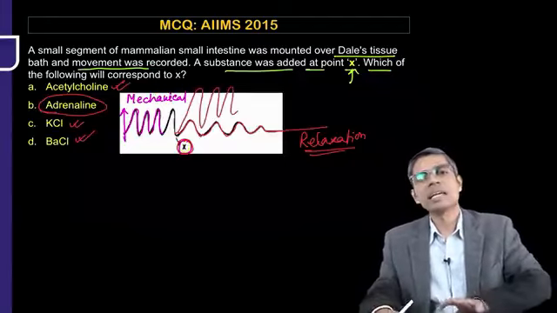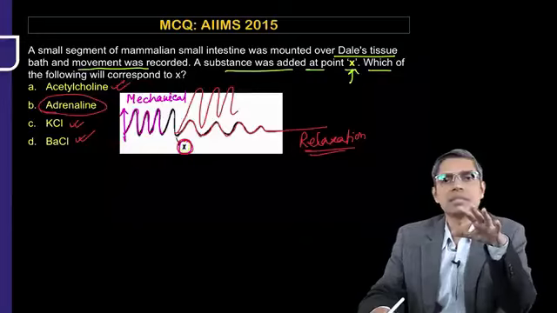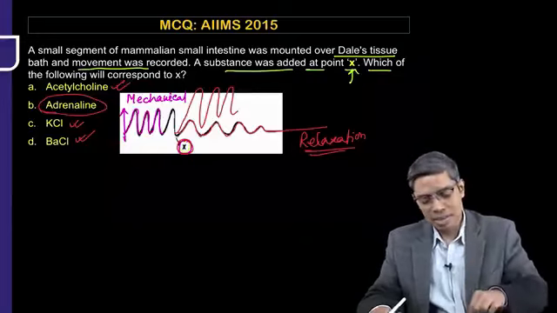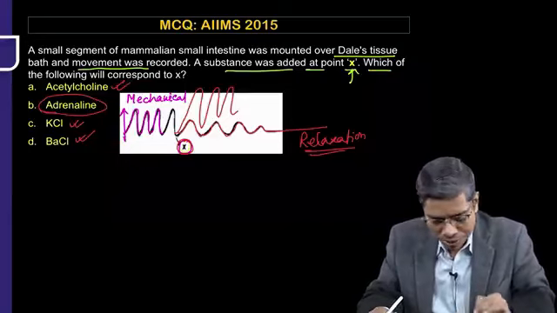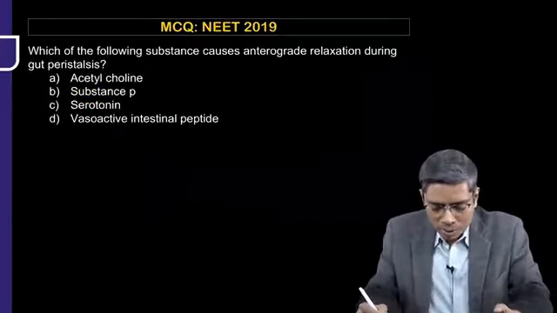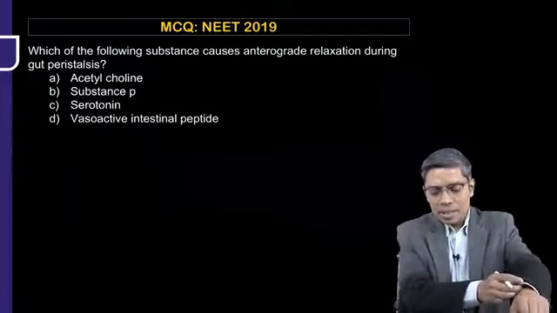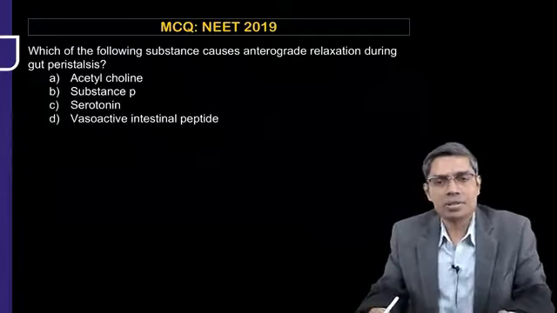All of them can increase the strength of contraction like this. Okay, so relaxation is only done by adrenaline among these given choices. Fine. Okay, next question. Which of the following substances causes anterograde relaxation during peristalsis?